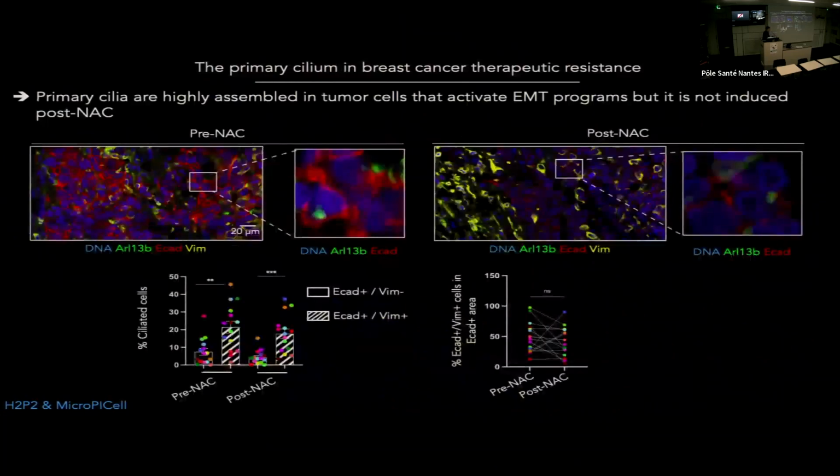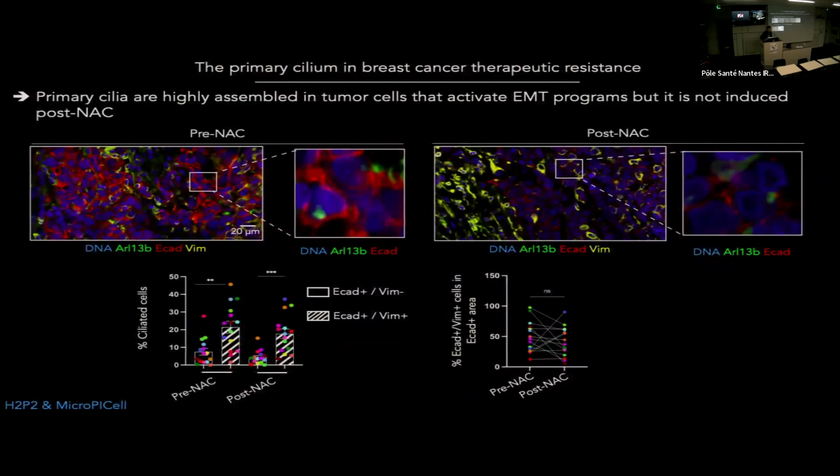3 minutes, okay. And, including questions. And so to make a long story short, we found that cilia are highly assembled in cells that are in an EM state, hybrid EMT, but we didn't find induction of ciliogenesis post-chemotherapy, 1 month post-chemotherapy. So we reasoned that ciliogenesis may be induced more dynamically during chemotherapy.